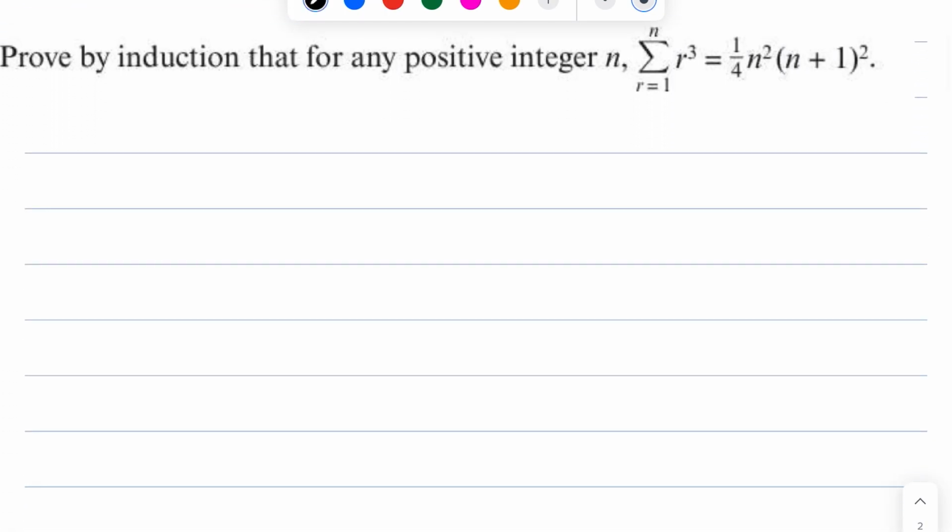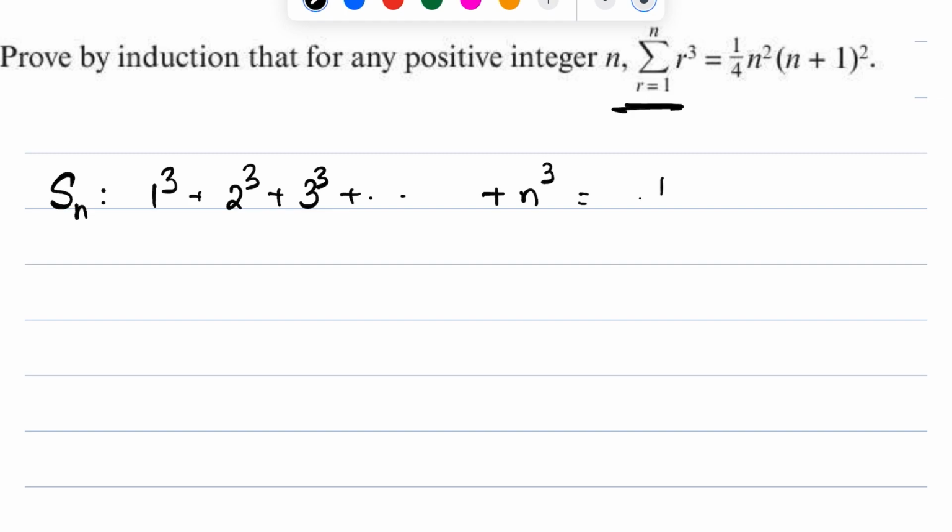Coming to the second question. Again, expand this series: Sn equals 1 cube plus 2 cube plus 3 cube and so on till n cube equals 1 upon 4 times n square times n plus 1 whole square. Now I am going to take the left hand side, which is 1 cube, which is 1.